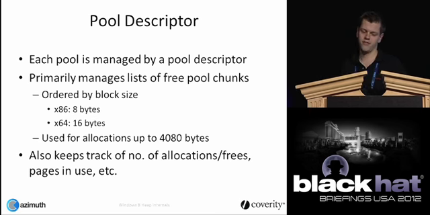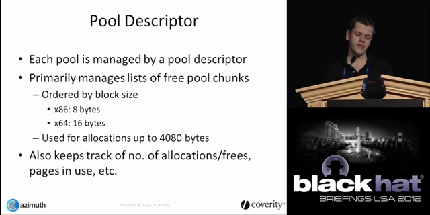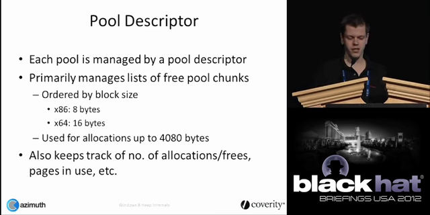Each pool that is defined is managed by what we refer to as a pool descriptor. This descriptor is really the base structure that manages the lists of free pool chunks, the doubly linked lists. These lists are ordered by block size. On x86, the block size is 8 bytes, while on 64-bit, the block size is 16 bytes. They're used for allocation up to 4,080 bytes on 32-bit and 4,064 bytes on 64-bit, I believe. The pool descriptor also keeps track of all the allocations and frees and pages in use, so it has general statistics on the pool use.